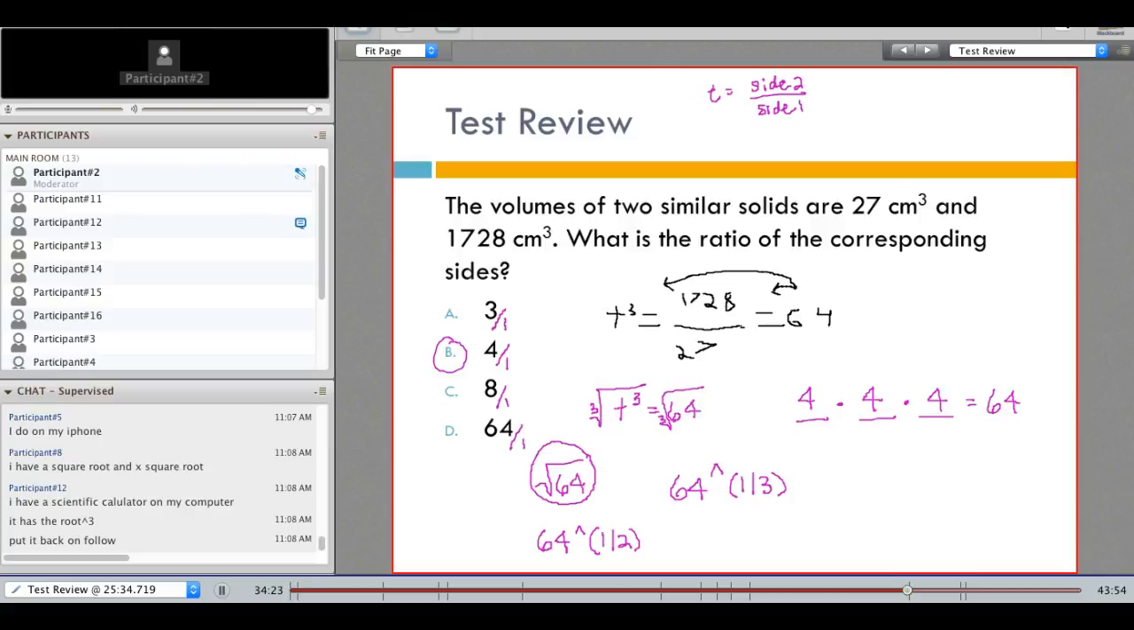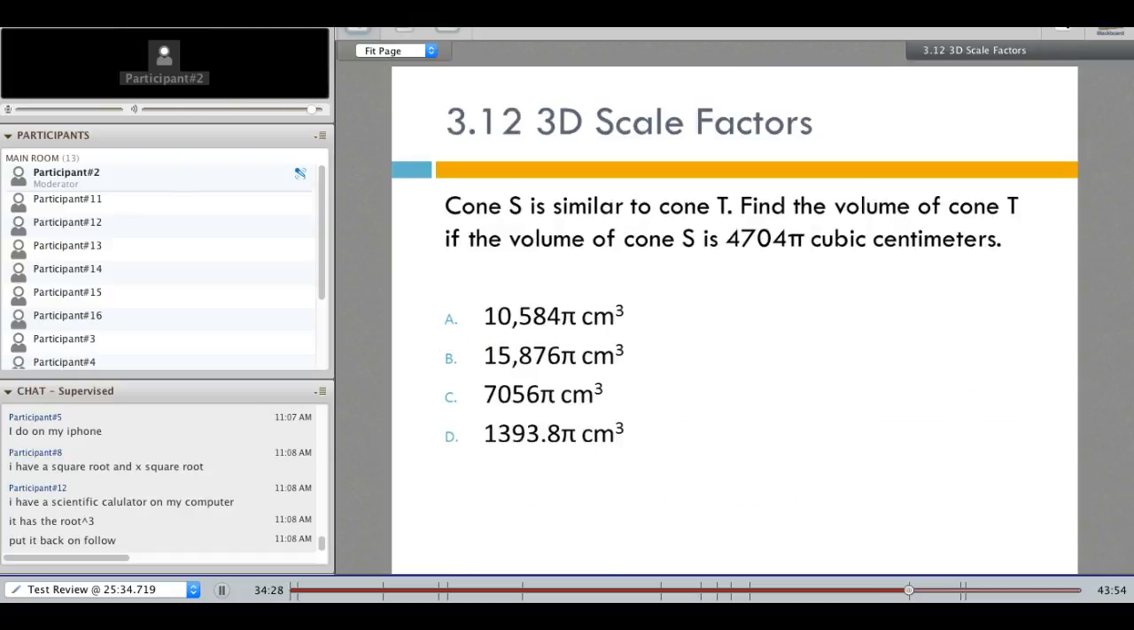Okay. Now this one's a little tricky. We haven't done one quite like this yet. Since we're short on time, I'll do it. Okay? So again, we're dealing with volumes. We're going to say volume 2 over volume 1 equals T cubed, or vice versa. Let's see. So we're looking at cone S. That's the smaller one. It's similar to cone T, which is the larger one. We want to find the volume of cone T if the volume of cone S is 4,704.